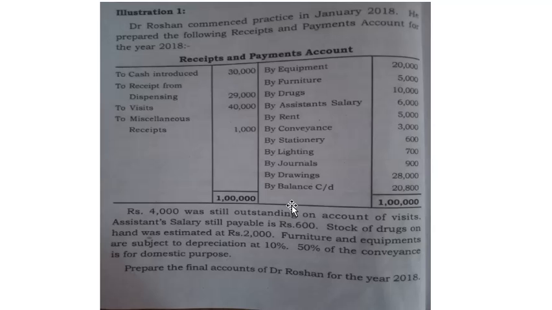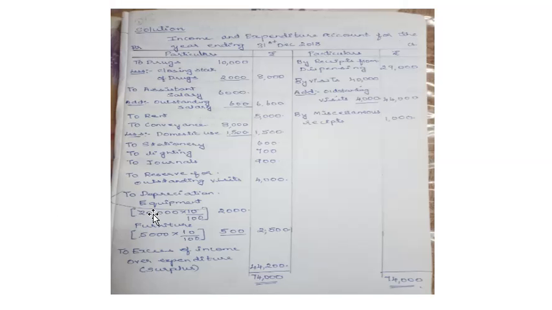4,000 account is still outstanding, so it is added here, outstanding income over. Assistant salary was payable, added, it's over. Stock of drugs on hand was estimated to be 2,000, that is also deducted. Furniture and equipment are subject to depreciation. So depreciation is an expense, so it has to be shown in the income and expenditure account.